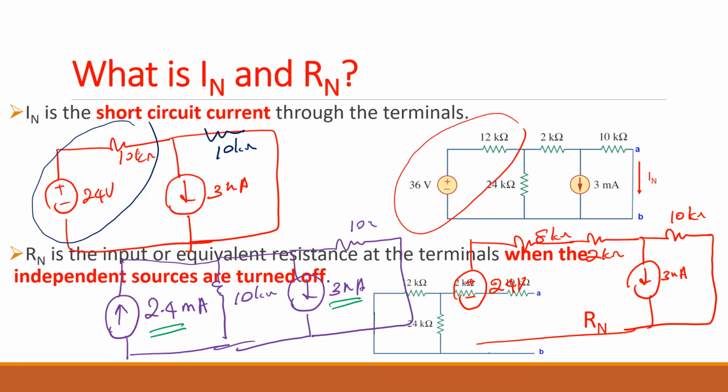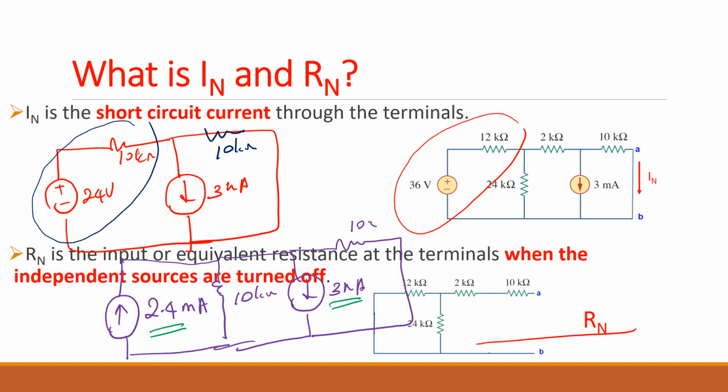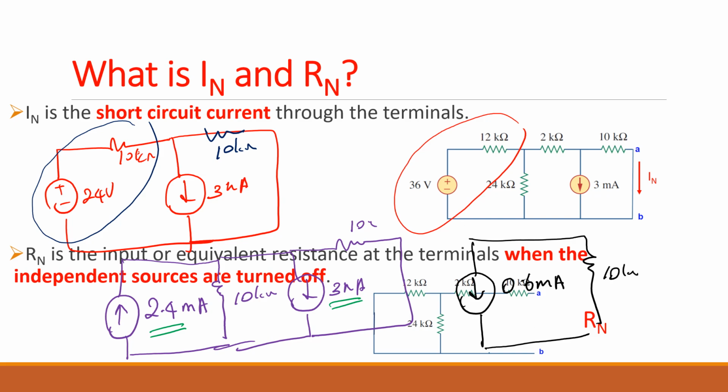Which direction? Upward or downward? Downward. Are we all good with that? So net current is flowing down, which is 0.6 milliamps. And this one is with 10 kilo ohms, and we have 10 kilo ohms here as well. And our aim is to find this current IN.